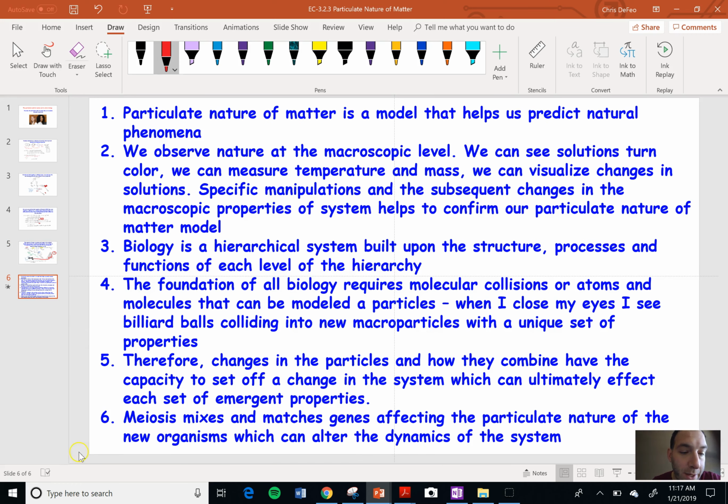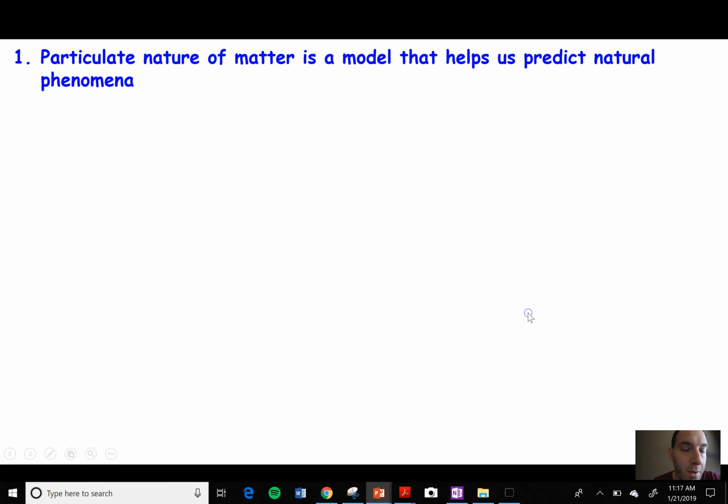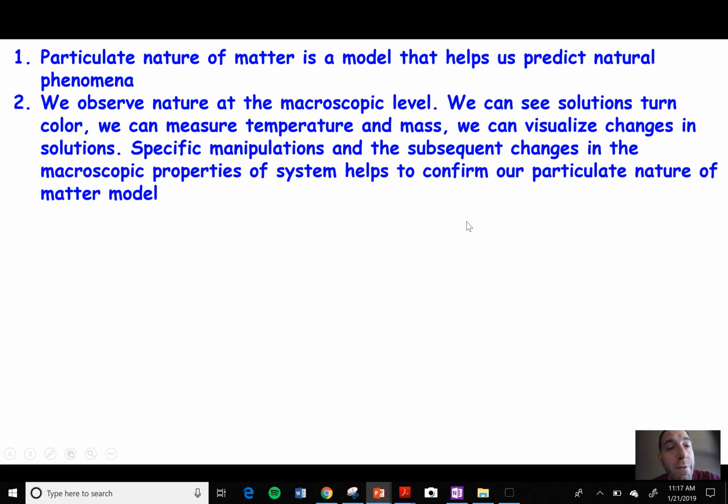And so, in summary, I'm going to pop this up one at a time to not overwhelm you. The particulate nature of matter is a model that helps us to predict natural phenomena. When you close your eyes, you can imagine molecules as simple particles, billiard balls coming together. We observe nature at the macroscopic level, though. We see us. We see the effects of those particles.